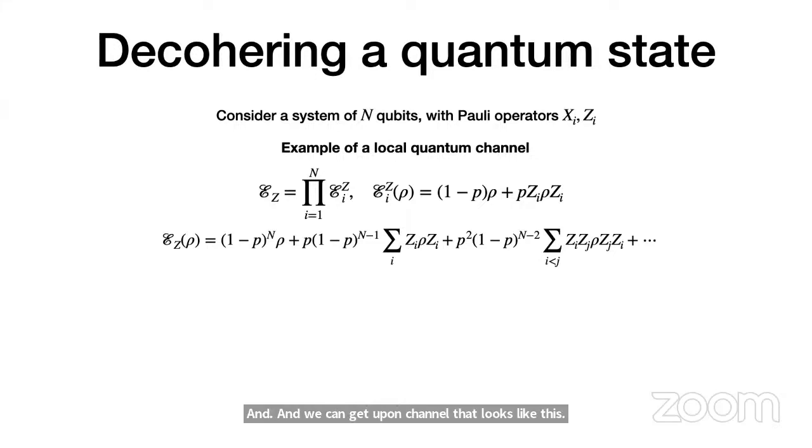So it's a product of channels acting on each site, and the single-site channel acts on the density matrix in this particular way. Now, if you expand out this whole channel acting on rho, we get basically all possible combinations of Z_i, Z_j, Z_i Z_j Z_k, etc., conjugating rho, with some probability in front. So we get a huge sum of possible states, acted on by Z, essentially.